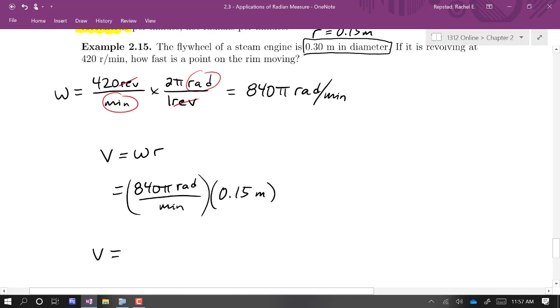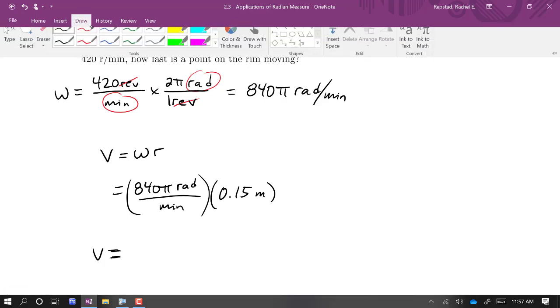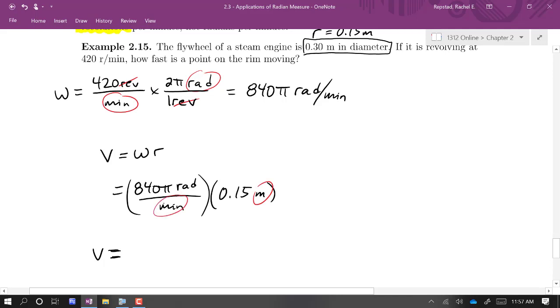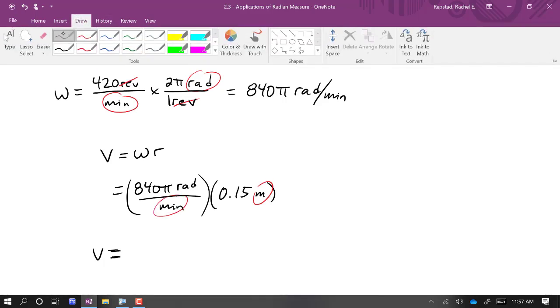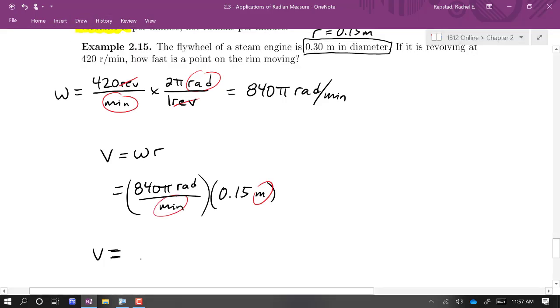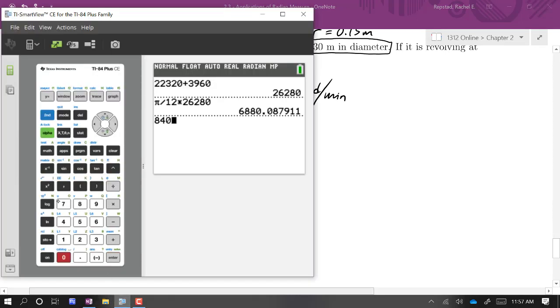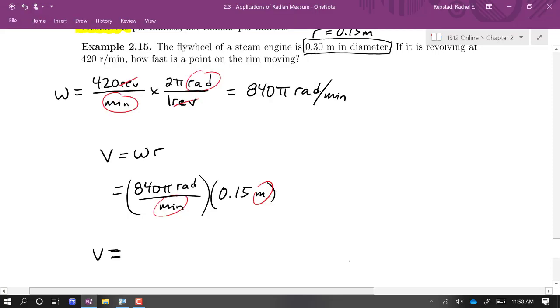And again, you could probably predict what I'm going to say at this point. I'm going to remind us all that radians are dimensionless, so those units won't appear in our result. We're going to have meters per minute at the end, which is a linear velocity unit. That's what kind of units we would expect to get. 840 pi times 0.15 is 395.84 meters per minute.